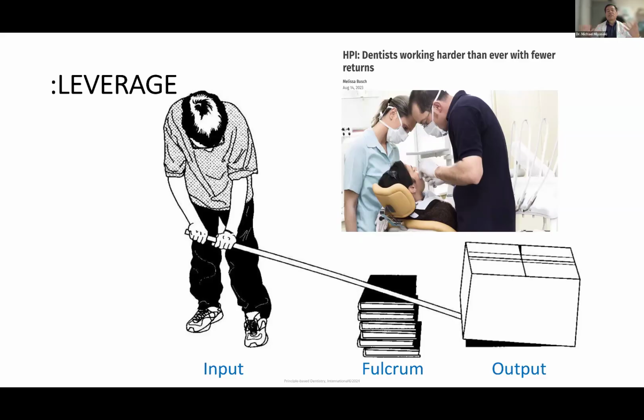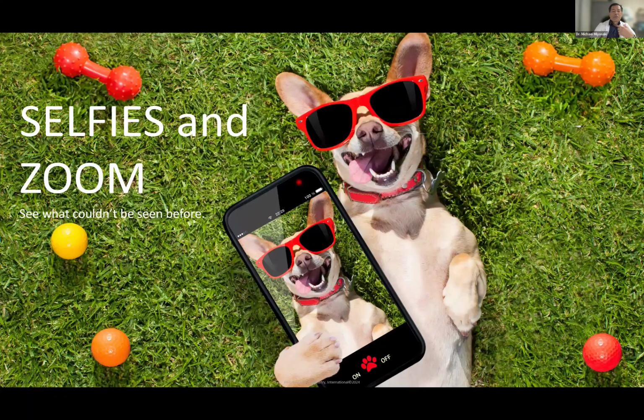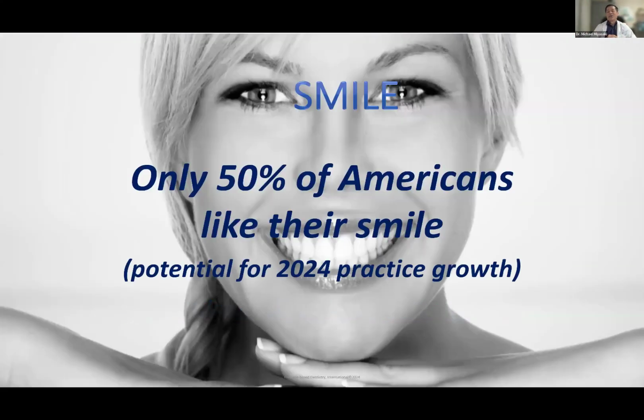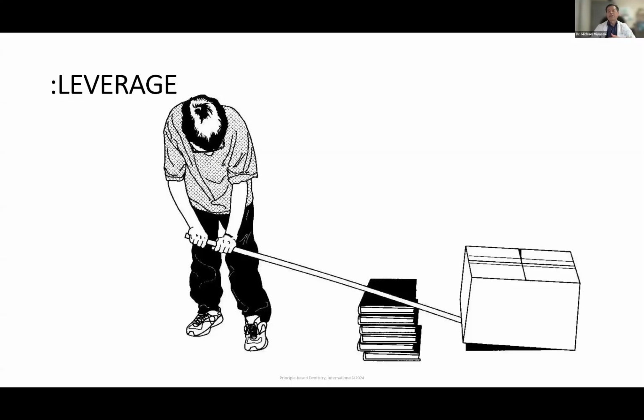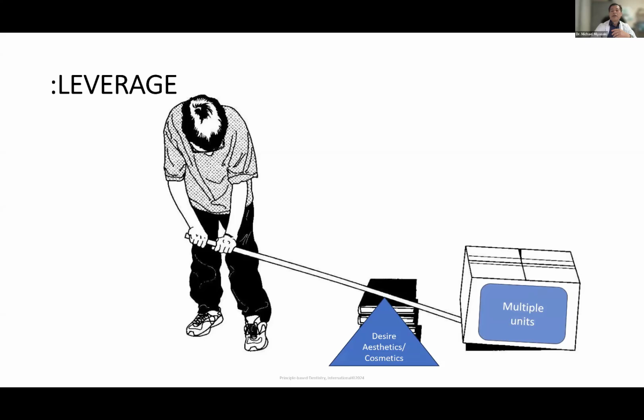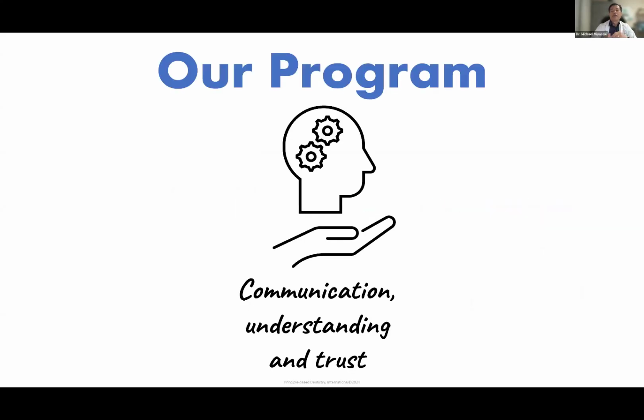And guess what? Patients love what it is that you're giving them. So again, they're seeing the selfies, they're doing Zoom. We need to improve their smiles, because the statistics say in the American Academy of Cosmetic Dentistry, they've been saying for decades that only about half of Americans like their smiles, which means the other half don't like their smiles. And that's the potential for us in our practice. So think about what your fulcrum is. Is it going to be aesthetics, cosmetics, maybe it's implants, but try to figure out how many fulcrums you can have. So let's jump in.